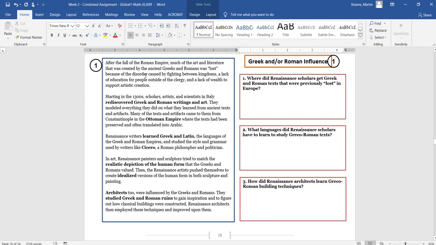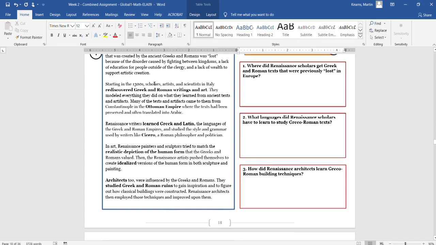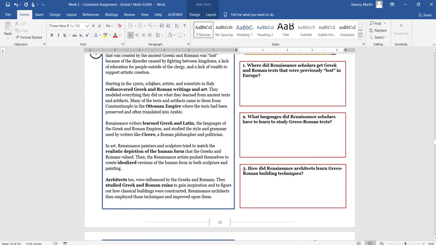Because of the disorder caused by fighting between kingdoms, a lack of education for people outside of the clergy, and a lack of wealth to support artistic creation. Starting in the 1300s, scholars, artists, and scientists in Italy rediscovered Greek and Roman writings and art. They modeled everything they did on what they learned from the ancient texts and artifacts. Many of the texts and artifacts came to them from Constantinople in the Ottoman Empire, where the texts had been preserved and often translated into Arabic.